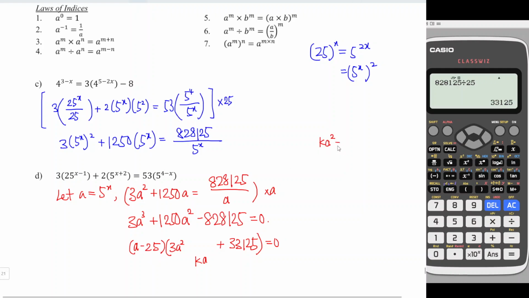Then minus 25 times 3 is equal to 75a squared. And this must be exactly equal to 1250a squared. So a squared cancels out, and we are left with only k. So minus brought over becomes plus 1250 plus 75. Then we obtain 1325. Then from here we can check that this should be a complex root.